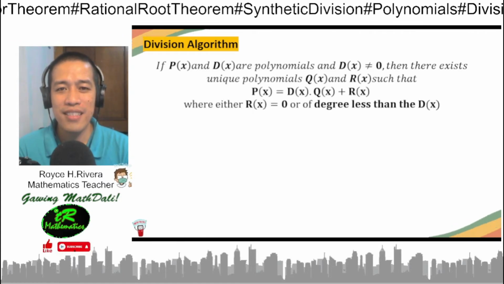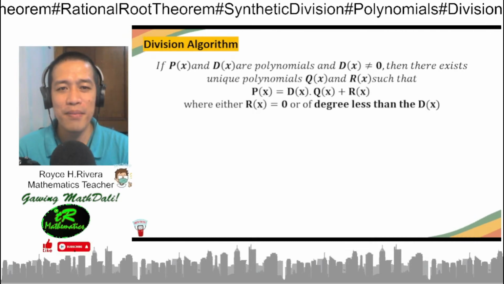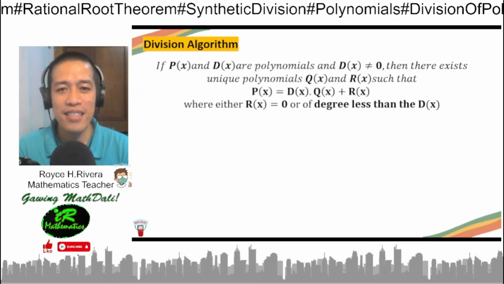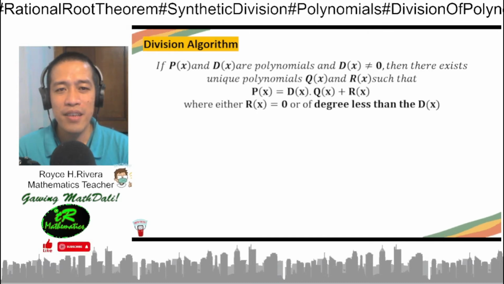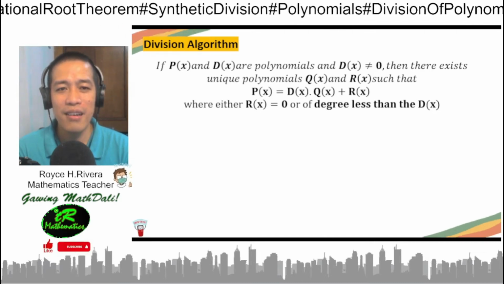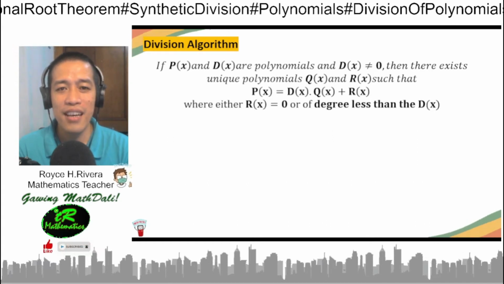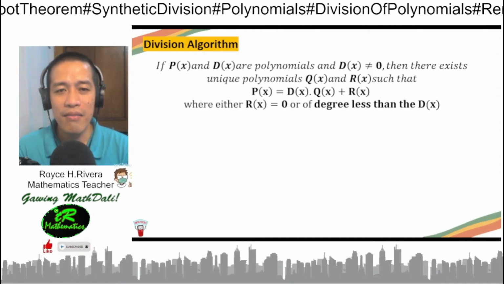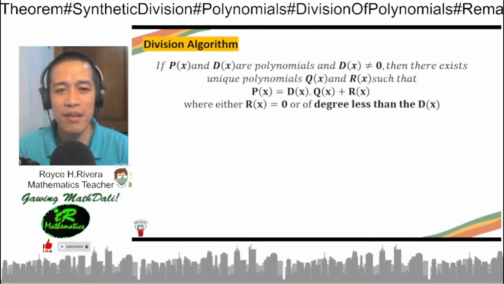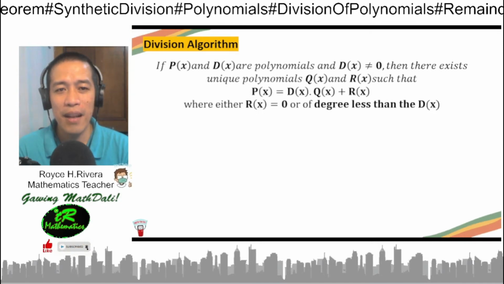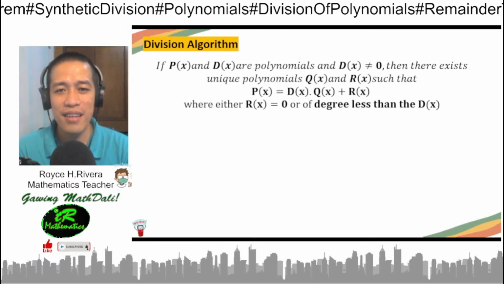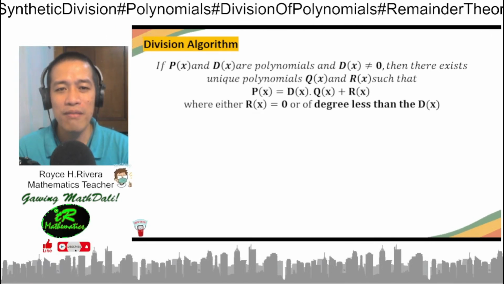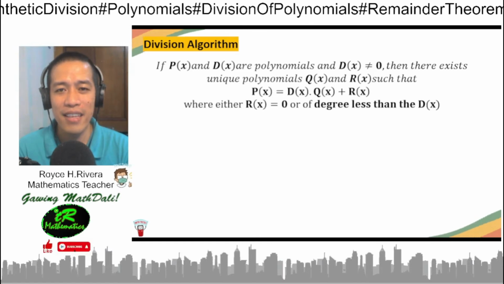If p of x and d of x are polynomials and d of x is not equal to 0, there exist unique polynomials u of x, the quotient, and r of x, the remainder, such that the polynomial p of x is equal to the product of d of x, the divisor, times the quotient u of x plus the remainder r of x, where either r of x, the remainder, is equal to 0 or of degree less than d of x, the divisor.